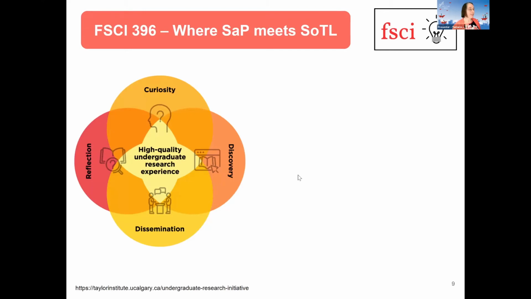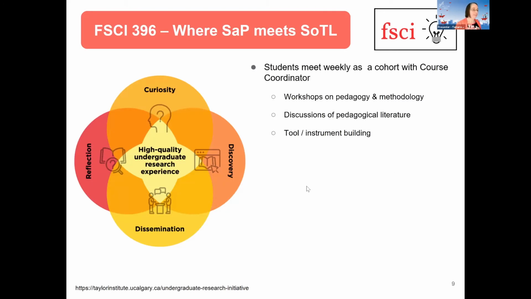So what actually happens in FSCI 396? Well, I run the course where all the students come together as a cohort, everybody who's taking the course in that term. This is a bit like having a lab meeting with everybody who works in your lab. We have weekly meetings with me, the full set of students, and whichever supervisors, faculty and staff can make it.